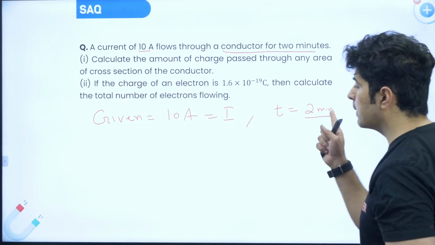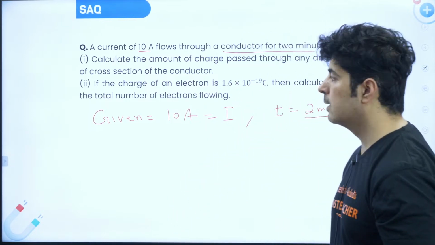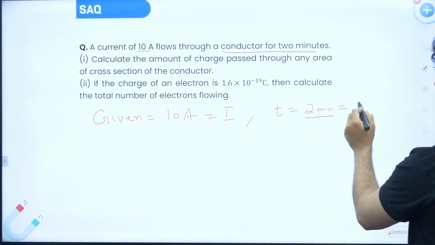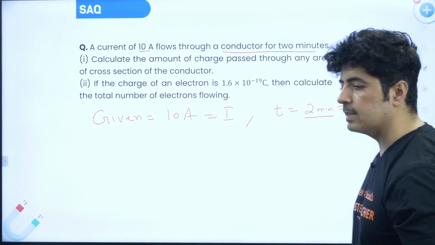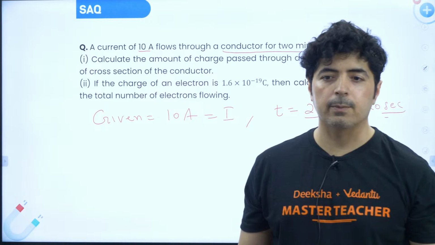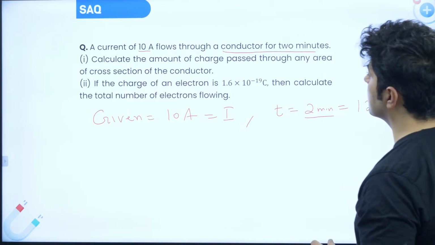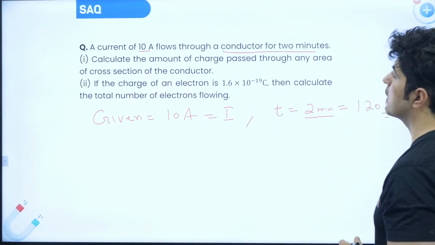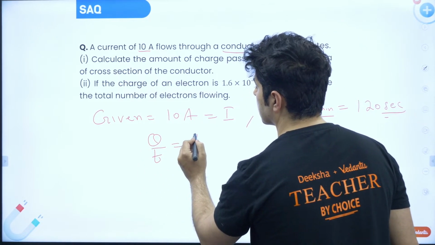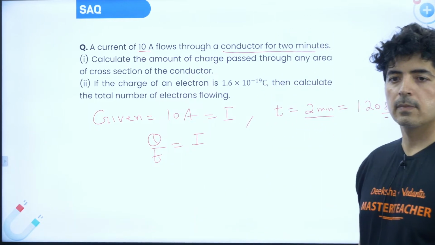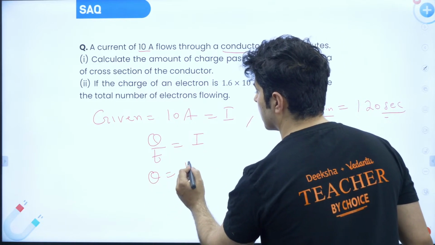Remember, guys, this is where students make mistakes. Please don't make this mistake. 2 minutes is nothing but 120 seconds. The SI unit of time is second, so we will be using seconds, or if required, hours, but minutes are never used. Now time is given as 120 seconds. We need to find the amount of charge passed. We know the formula, Q by time is equal to current. So Q is equal to current multiplied by time.